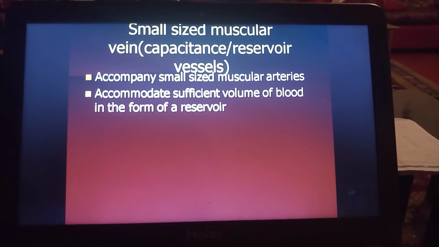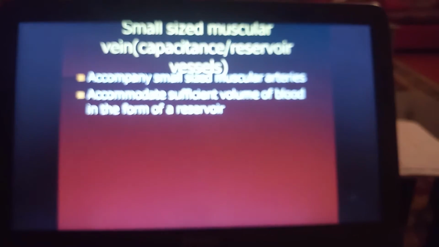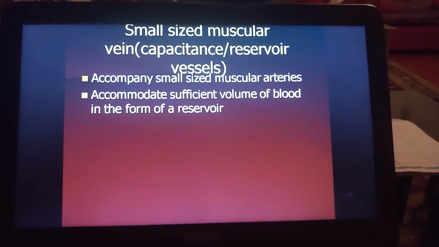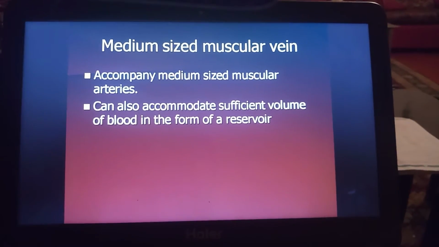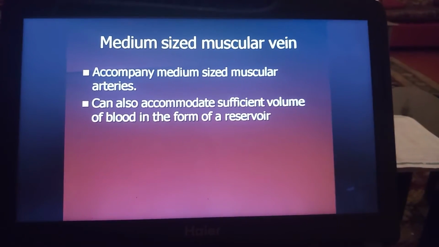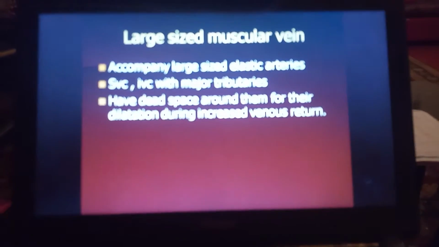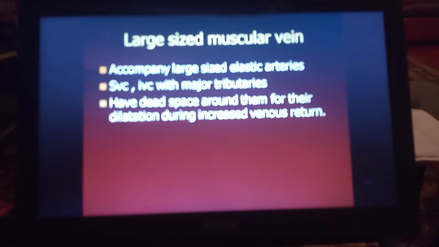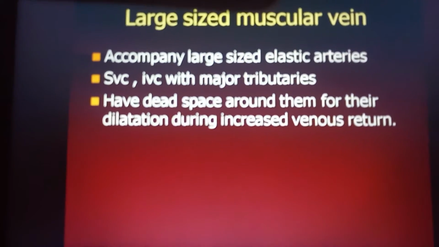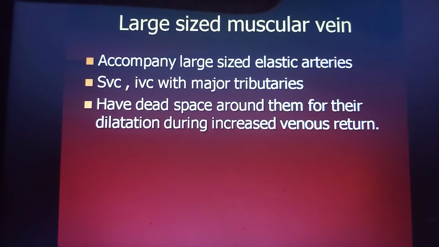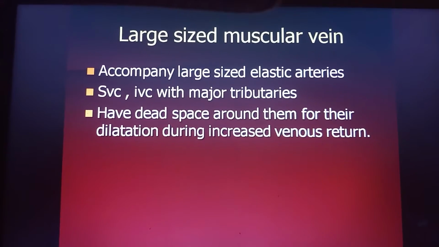Then these venules will form the small-sized muscular veins, which are also known as the capacitance or reservoir vessels. They accompany the small-sized muscular arteries and they accommodate sufficient volume of blood in the form of a reservoir. Then there will be the formation of medium-sized muscular vein. They accompany the medium-sized muscular arteries. They can also accommodate sufficient volume of blood in the form of a reservoir. Then medium-sized muscular vein will combine to form the large-sized muscular vein. They will accompany large-sized elastic arteries. Superior vena cava, inferior vena cava with major tributaries are the examples. And they have dead space around them for their dilation during increased venous return.